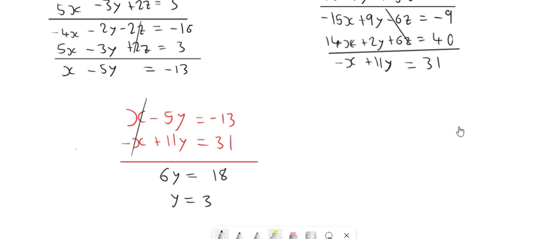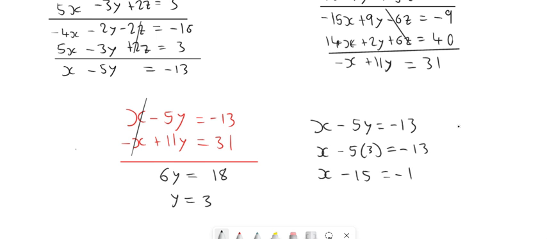Then I'm going to take the top equation, I'm going to take this one here, and I'm going to write that out again and put the y in for it. So x minus 5y is equal to minus 13. x minus 5 times 3 is equal to minus 13. x minus 15 is equal to minus 13. And if I bring the minus 15 across and add it, I get x equal to 2. Therefore x is equal to 2, y is equal to 3.